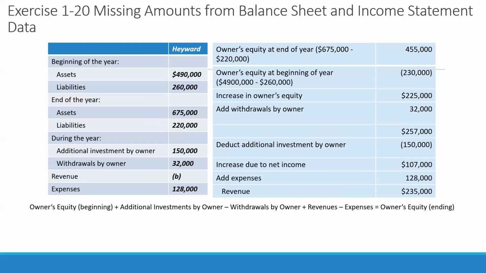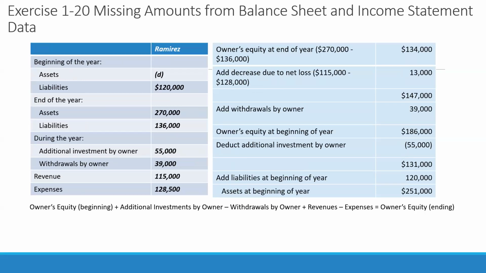For calculating if we're missing what the revenue is, but we know the expenses and everything else, we calculate the same process, but trying to figure out what is net income. In this case, you find the change in owner's equity, and then you add or subtract the additional investments and withdrawals by the owner. You get your net income, you add your expenses, and then you get what the revenue is, because your net income plus your expenses is your revenue.